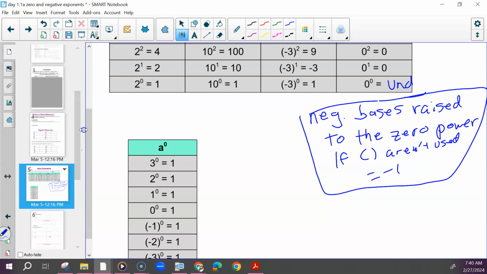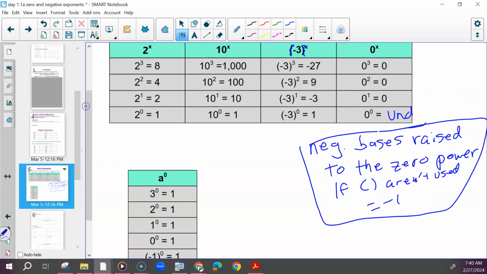And also, if we had a negative base and we didn't use parentheses, it would be negative 1. So like here, if I had just negative 3 to the 0 power instead of the parentheses, this would give me negative 1. So write this down. Negative bases raised to the 0 power, if parentheses aren't used, equal negative 1.